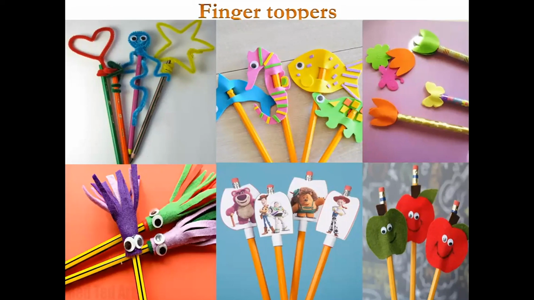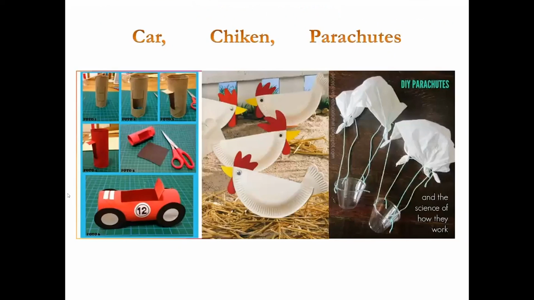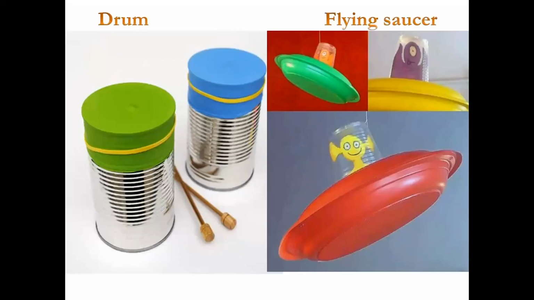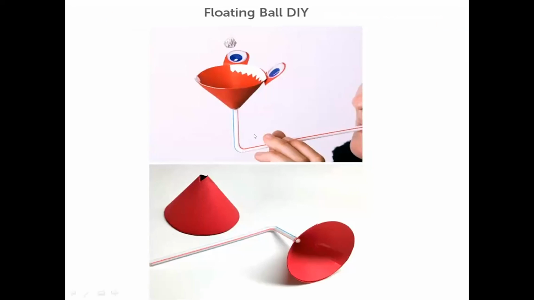And even you can use waste material. It could be paper plates, or toilet rolls, or cups, and give the appearance of a car. Even chicken parachutes and things like that. Homemade drums can be done. Homemade flyer saucers can be done. Then a floating ball, which children enjoy, because it's a straw with a funnel appearance, and creatively you can place a very light object. Whenever the child blows, it moves up and comes down.